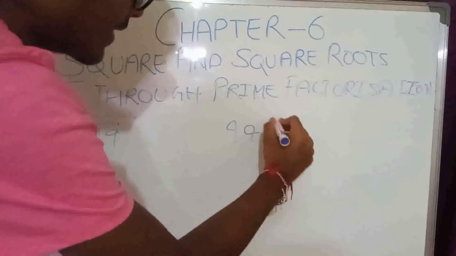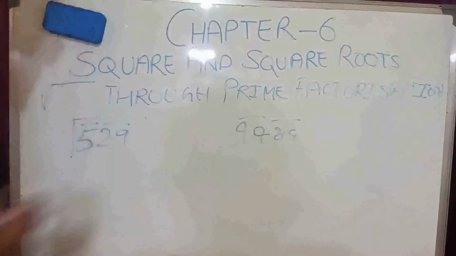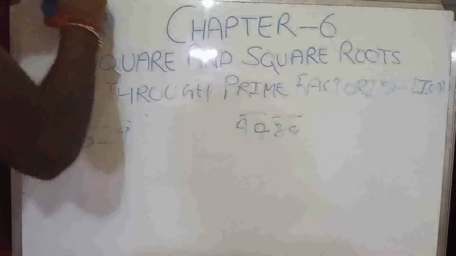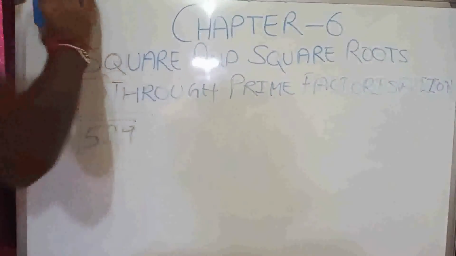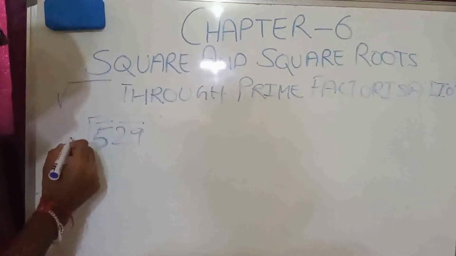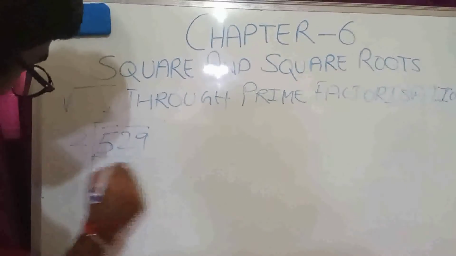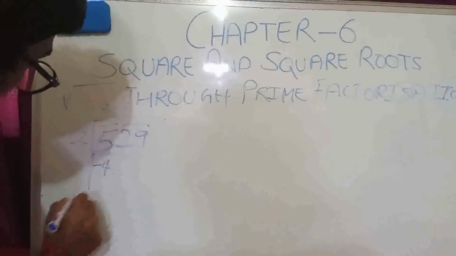4489, then we'll make these two groups. We have to start from the unit digit and go to the left side while making groups, and these groups are going to be very important because from the groups only you can find the way. So 529, so 5 can be 2 into 2, so it will be minus 4.